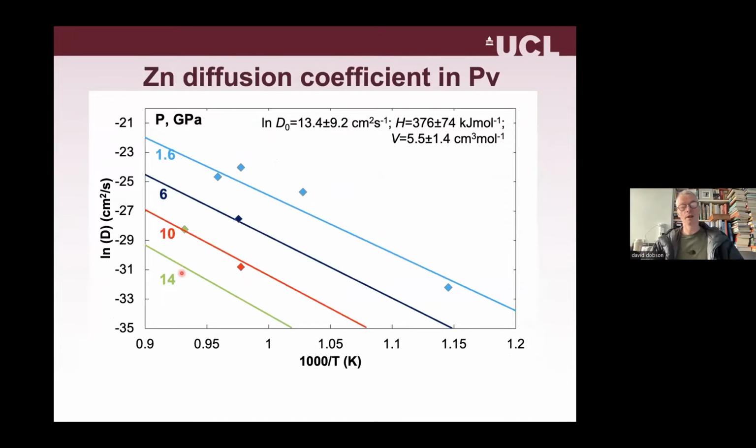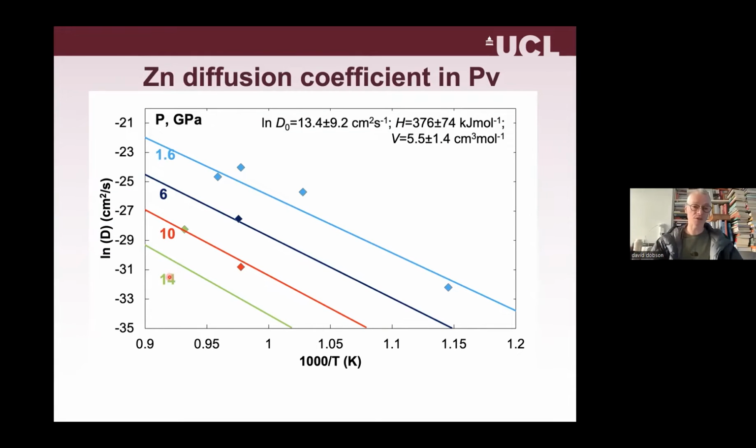Okay, and what we see is that we get very nice Arrhenius behavior in temperature, and a very simple activation volume of about 5 cubic centimeters per mole. For the 1.6 gigapascal experiments, 6, 10 gigapascal experiments. The 14 gigapascal experiment, the diffusivity is much, much higher than we'd expect from the Arrhenius fit. That's actually because at 14 gigapascals, we're above the transition pressure for both of these systems. So it's transforming to post-perovskite as we're doing the diffusion experiment.